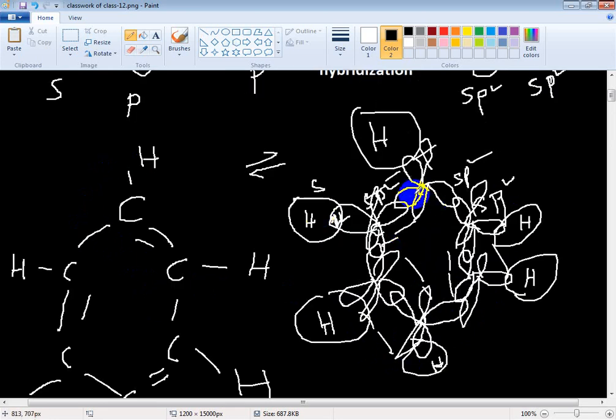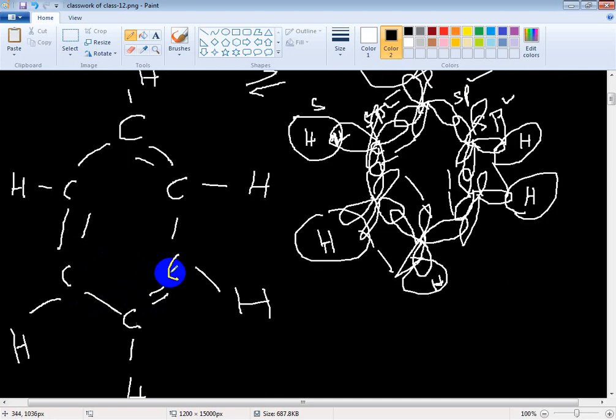This pi bond may be formed here, but it may also be formed there. So the pi bond position is not fixed, it is not selected. It remains all over the benzene ring. So this is the resonance structure.